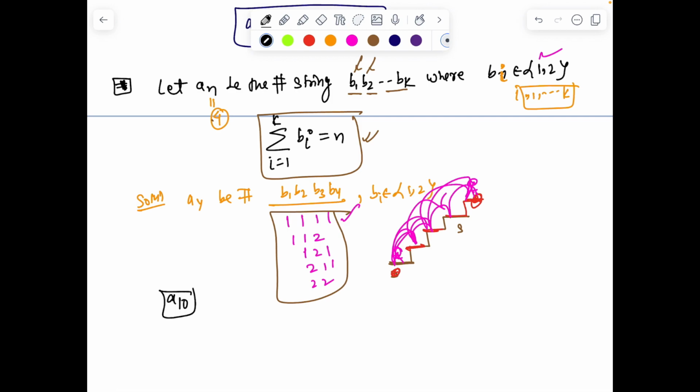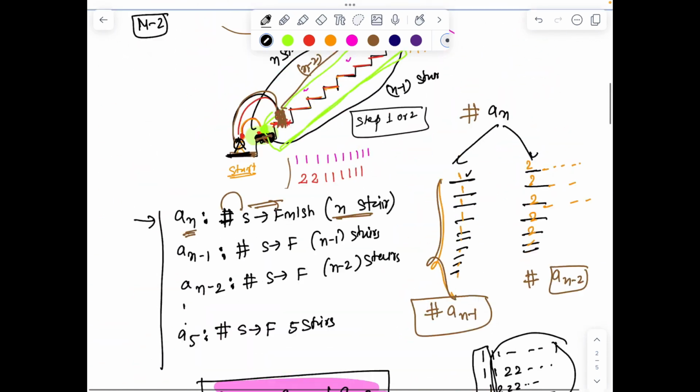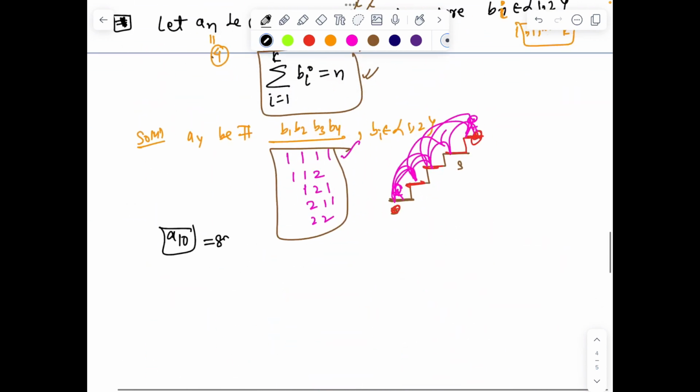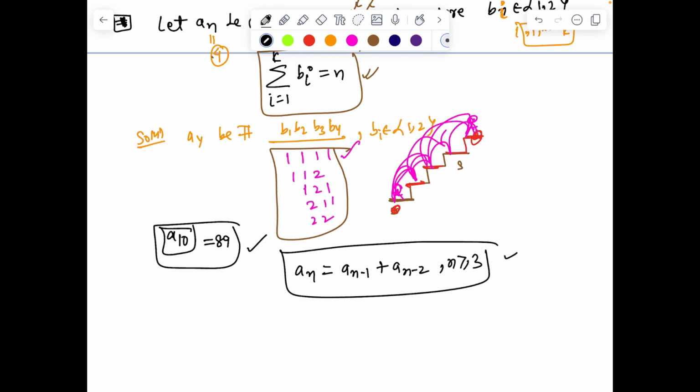So here if I ask what is A10, it's exactly the same answer that you have given before, right? A10, we have already seen, is 89. तो यहाँ पे exactly same recurrence relation you can develop. ठीक है. So a n will be a n minus 1 plus a n minus 2, and it is defined for n greater than or equal to 3, where a1 is 1 and a2 is 2. अब देख सकते हो how I have converted this problem to a staircase problem and then solved the staircase one.